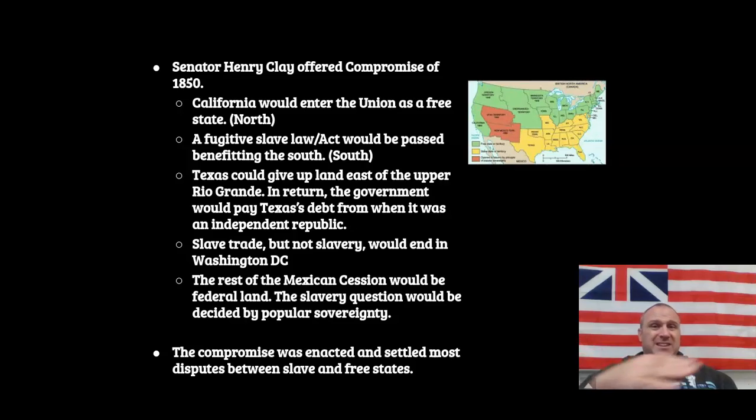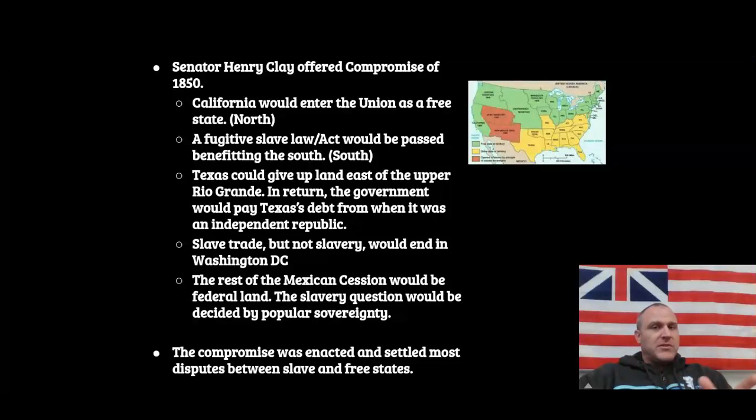No longer is it the 1820 compromise. Above the 36°30′ line, you're free. Below the 36°30′ line, you're open for slavery. Now it's, hey guys, you can vote if you want slaves or not. The rest of that federal land of that Mexican cession will be able to decide slavery using popular sovereignty, meaning that the power belongs to the people. They can vote if they want slaves or not. That will rear its ugly head in the Kansas-Nebraska Act. But right now we're sitting here in a compromise at 1850. So let's really get into it.